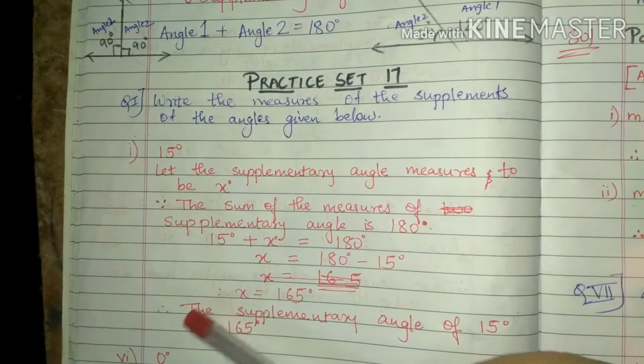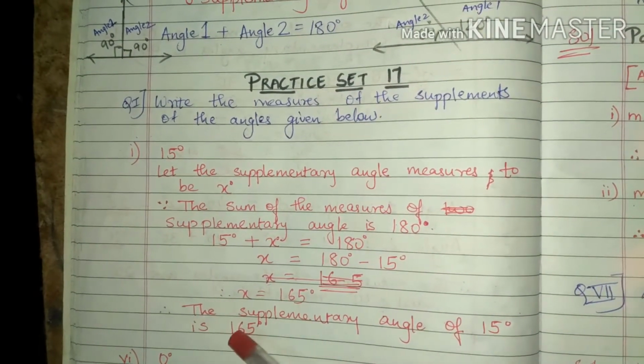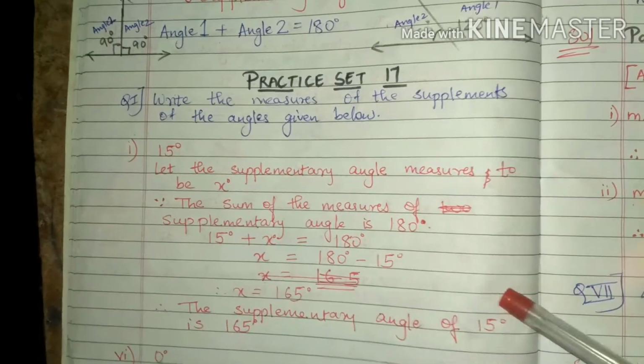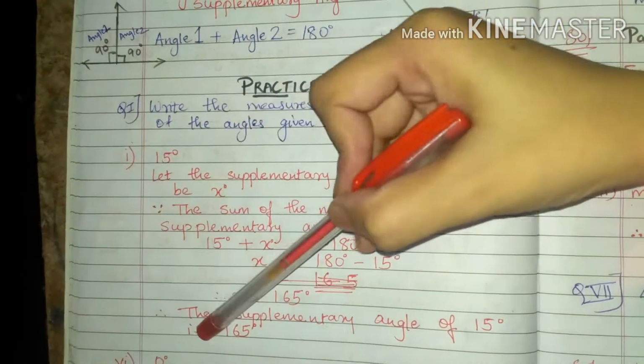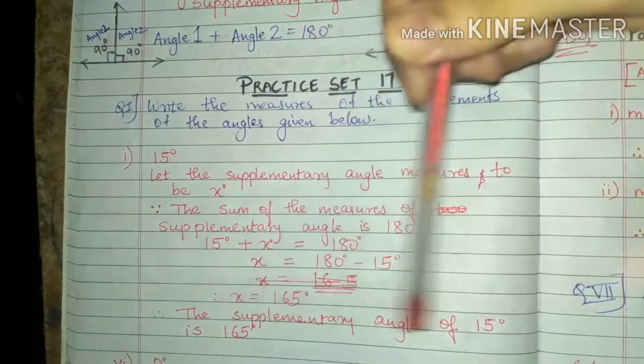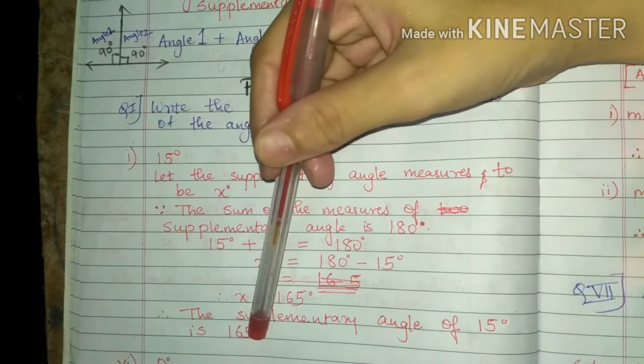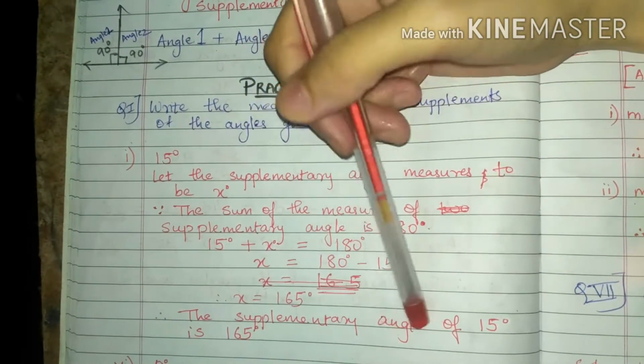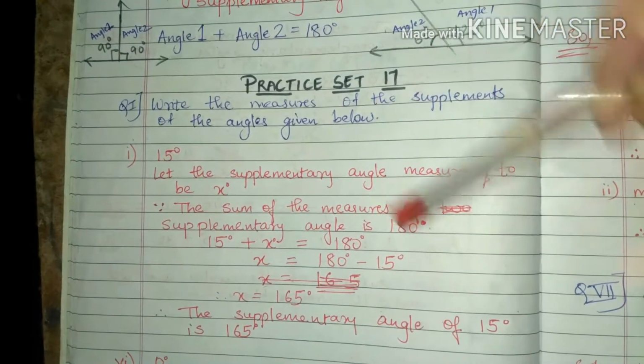So in the last final statement you have to write like this: the supplementary angle of 15 degrees is 165 degrees. Means they both make a pair of supplementary angles.